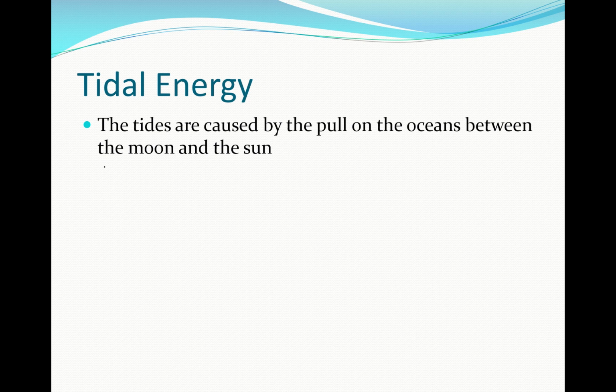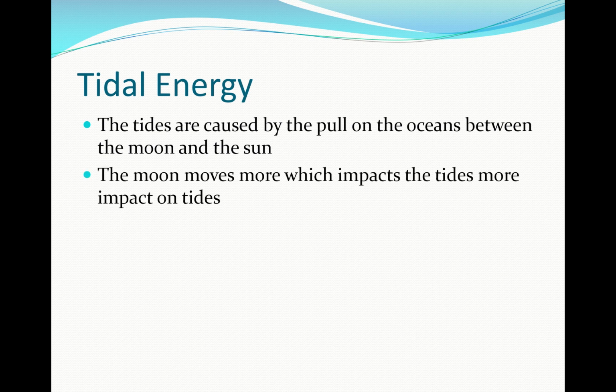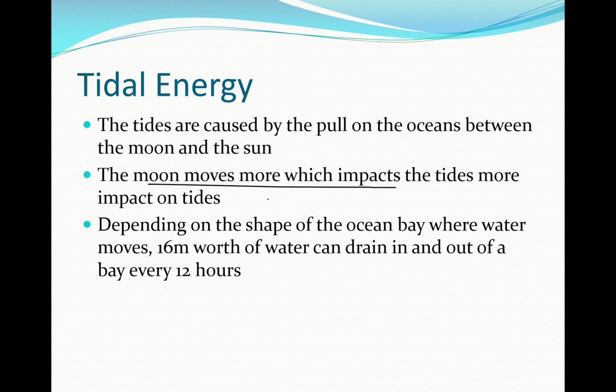Tidal energy. So the tides are caused by the pull of the oceans between the moon and the sun. The moon moves more, which impacts the tides more. But the moon impacts the tides more because it moves more. Depending on the shape of the ocean bay, you can get 16 meters worth of water can drain in and out of the bay every day, which is crazy.